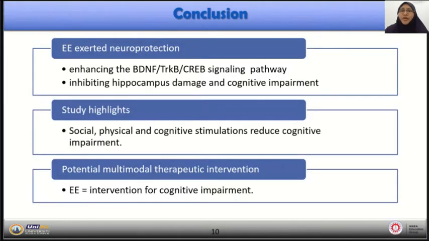So, in conclusion, this finding indicated that EE exerted neuroprotection at least partly through enhancing the BDNF TrkB signaling pathway and inhibiting hippocampal damage and cognitive impairment. Overall, our study emphasized the importance of social, physical, and cognitive stimulation in reducing cognitive impairment. Thus, EE can be explored as a potential non-pharmacological multimodal therapeutic intervention for cognitive impairment.